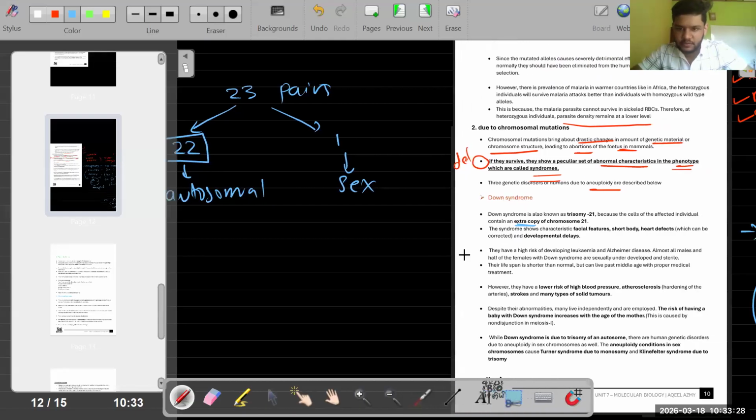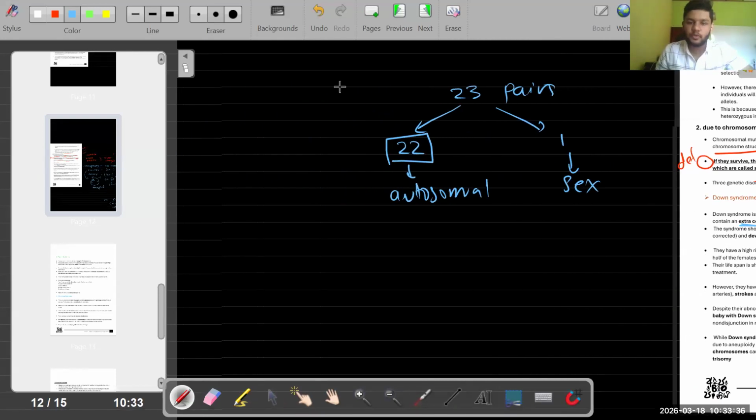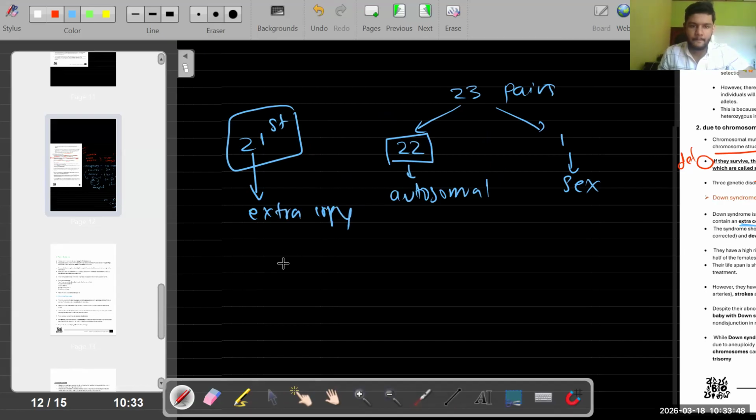Now here, Down syndrome is also trisomy 21, because the cells of the affected individual have an extra copy of chromosome 21. Now the chromosome 21 is among the first 22, right? This 21st chromosome has an extra copy, which means n plus 1. This is what they try to convey. Is it clear?